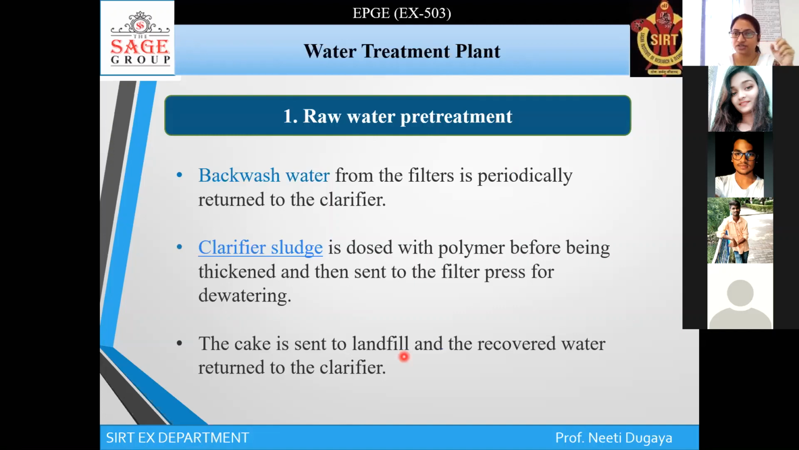What can we use for treating the industrial wastewater? The clarifier sludge, which contains the waste, is treated with a polymer. What does the polymer do? The polymer can absorb into the sludge, and it helps it get thickened in the filter press, and it would be used for dewatering.